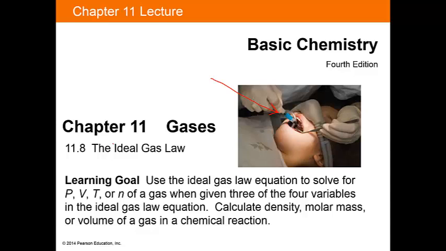So, the learning goal is to use the ideal gas law equation to solve for pressure, volume, temperature, or moles of a gas when given 3 of the 4 variables in the ideal gas law equation. So we can calculate the density, molar mass, or volume of a gas in a chemical reaction so we can know what the output is going to be.